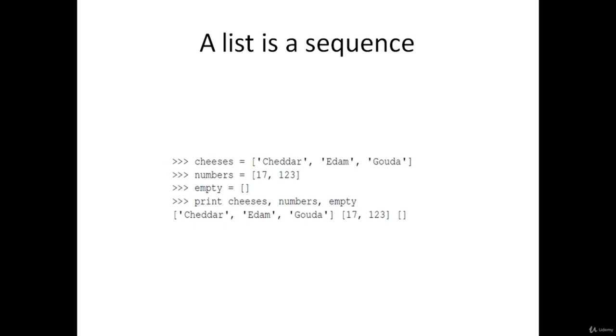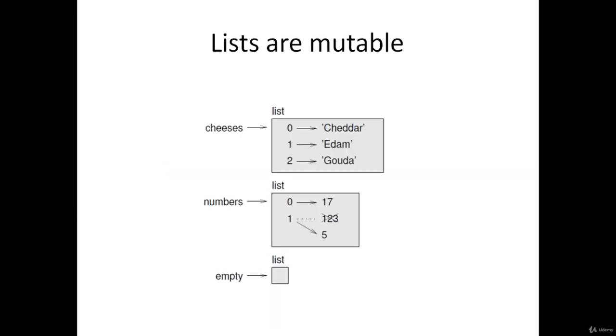As you might expect, you can assign list values to variables. Lists are mutable. The syntax for accessing the elements of a list is the same as for accessing the characters of a string: the bracket operator. The expression inside the brackets specifies the index. Remember that the indices start at 0. Print cheeses.